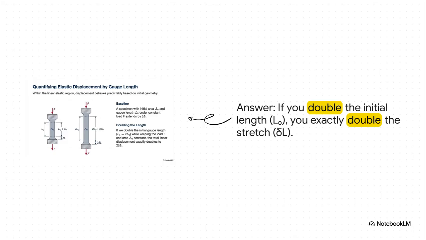And it's not just a little more. If you double the length, you exactly double the amount it stretches. The relationship is perfectly linear. It kind of makes sense, right? More material along the pole means more stuff is available to stretch out.